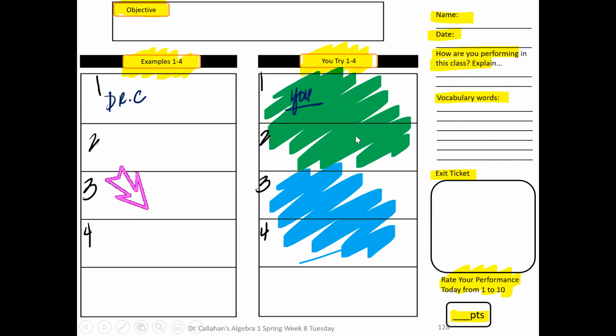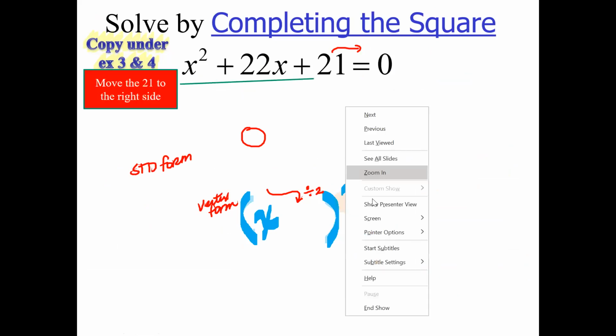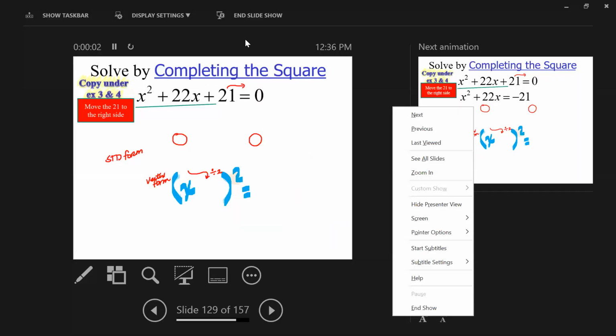All right, let's go back to me going over one more example right there. So take a look at this one here. So first thing what I'm going to do is I'm going to go ahead and try to move that number over to the right side.